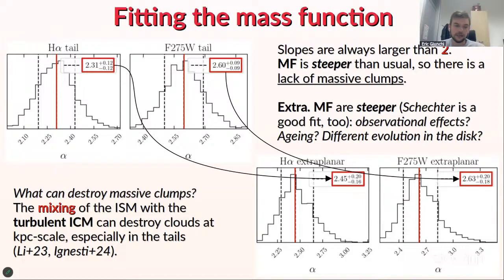And for example, there are these works by Lee et al. and Iniesta et al. 2023 and 24, in which they found out, looking at the ionized gas in jellyfish galaxies, that there is evidence of mixing of the interstellar medium with the intracluster medium. And the fact is that the intracluster medium is very turbulent, so it can destroy clouds of interstellar medium, even of 1 kiloparsec in size.